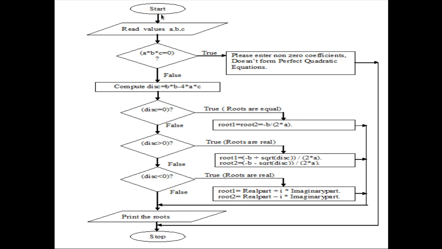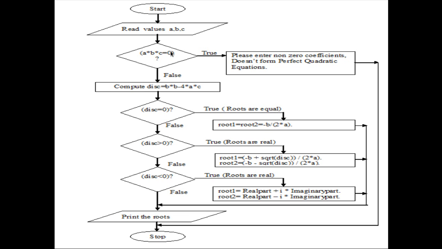I start and read the values of coefficients. Then, as I said, the first and foremost thing is that I compute the product. If the product of a into b into c is 0, then I say the roots cannot be formed, and it directly goes to the last step, or it goes to stop.